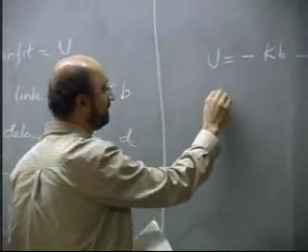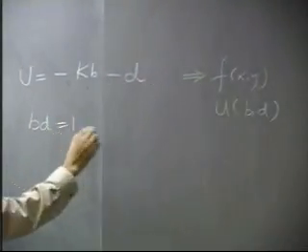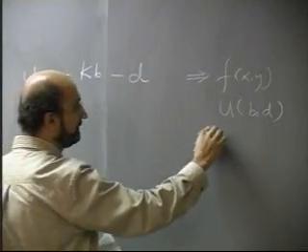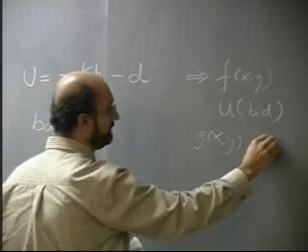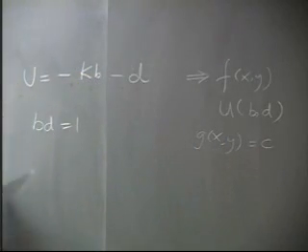And here the constraint is BD equals 1. This is basically of the form G(x, y) equals C. That's obvious. In this case, G is just the multiplication operator. BD equals 1. All right? So we have the problem now set up.